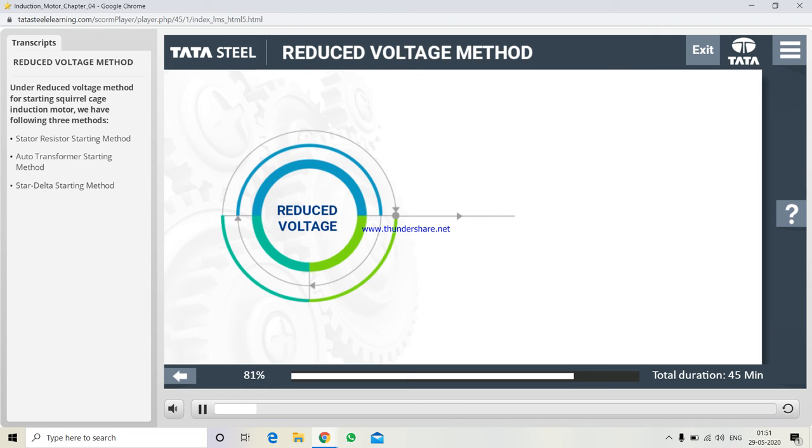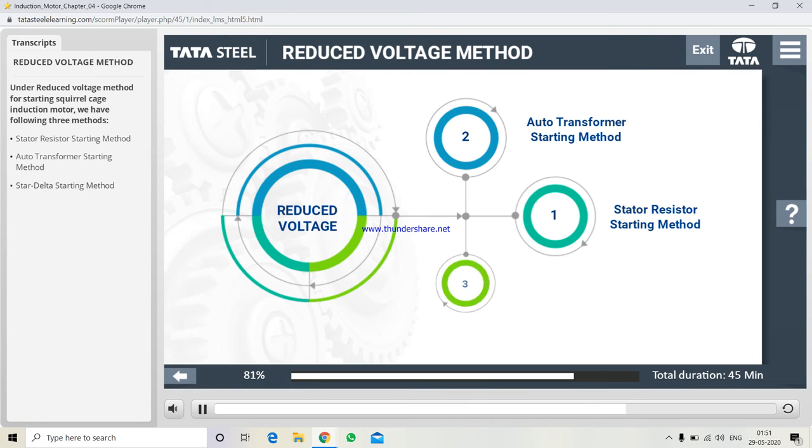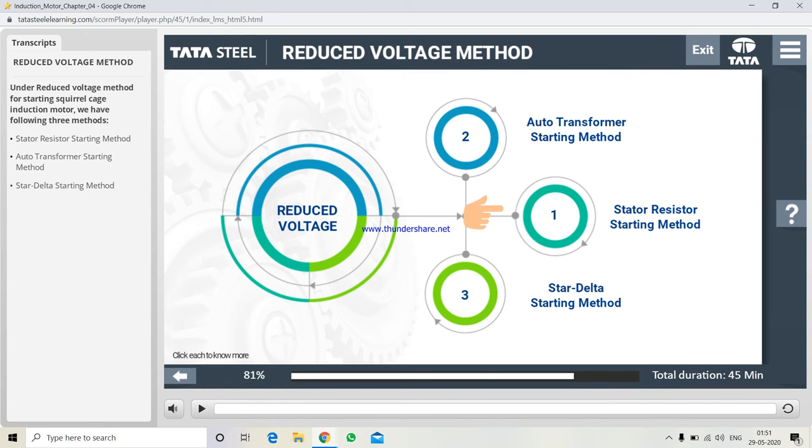Under reduced voltage method for starting squirrel cage induction motor, we have the following three methods. 1. Stator resistor starting method. 2. Auto transformer starting method. 3. Star delta starting method. Click each to know more.